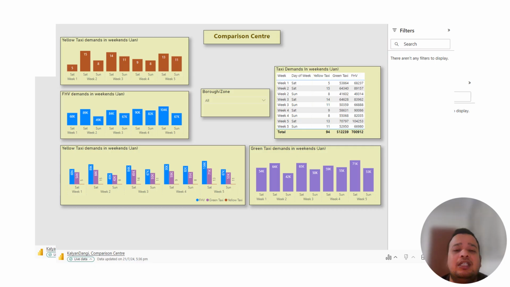Additionally, we observed a positive correlation between for hire vehicle and total green taxi trips, indicating that as for hire vehicle demand increases, so does the demand for green taxis. This comparison provides valuable insights into the weekend taxi demand patterns and the relationship between different taxi services.